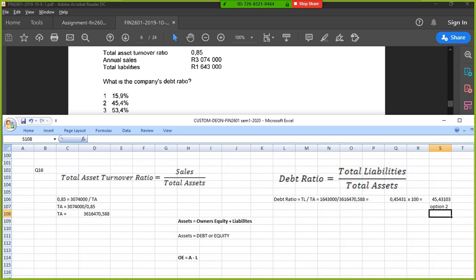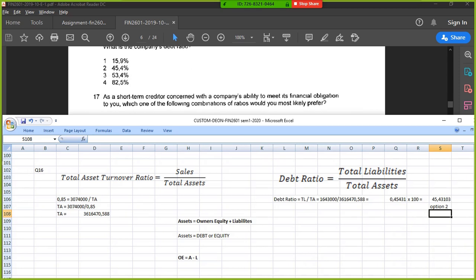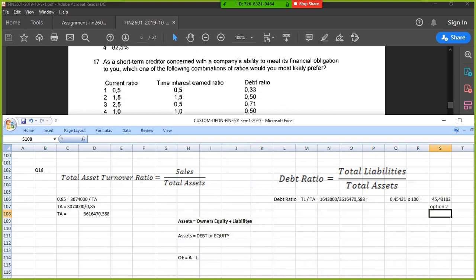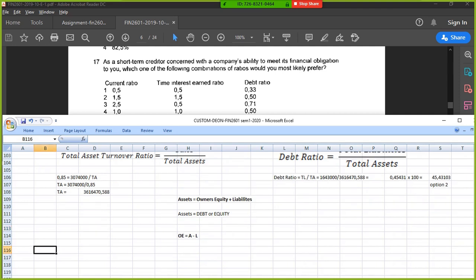Perfect. Okay, so there were two ratios that you had to work with. Now they're getting a bit more challenging. We've got two now instead of one. You just need to read these things completely: debt ratio and total assets turnover. Happy with this one? Yes, perfect, thanks. Question 17.